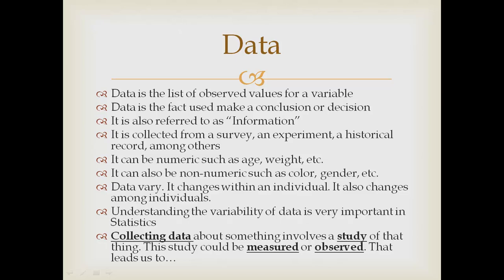Data is also referred to as information. It is collected from a survey, an experiment, a historical record, among others. Data can be numeric, such as age, weight, height. We call them numeric data. Or it can also be non-numeric, that's no numbers. Numeric means numbers. It can be non-numeric, such as color, gender.